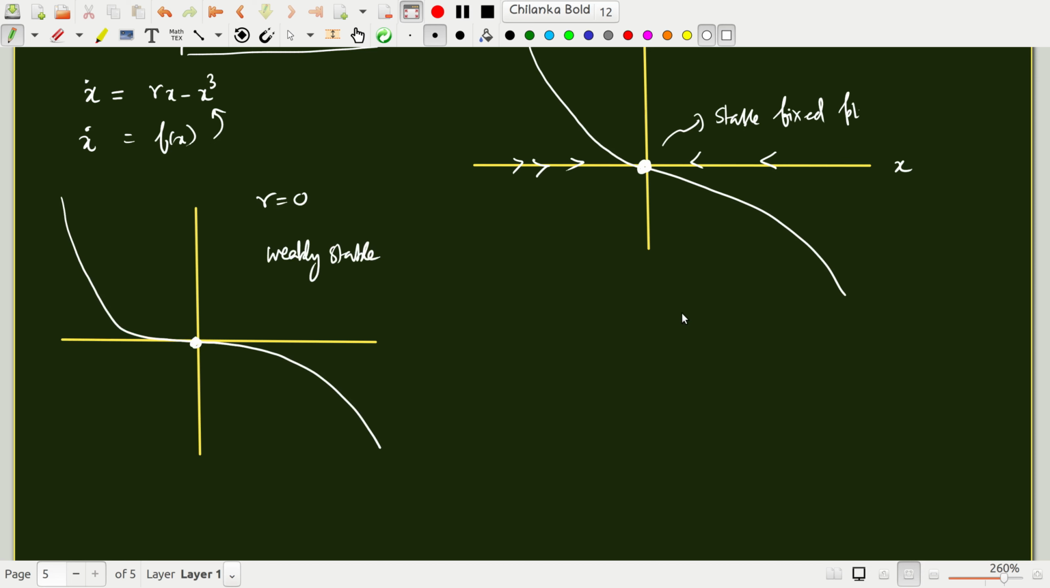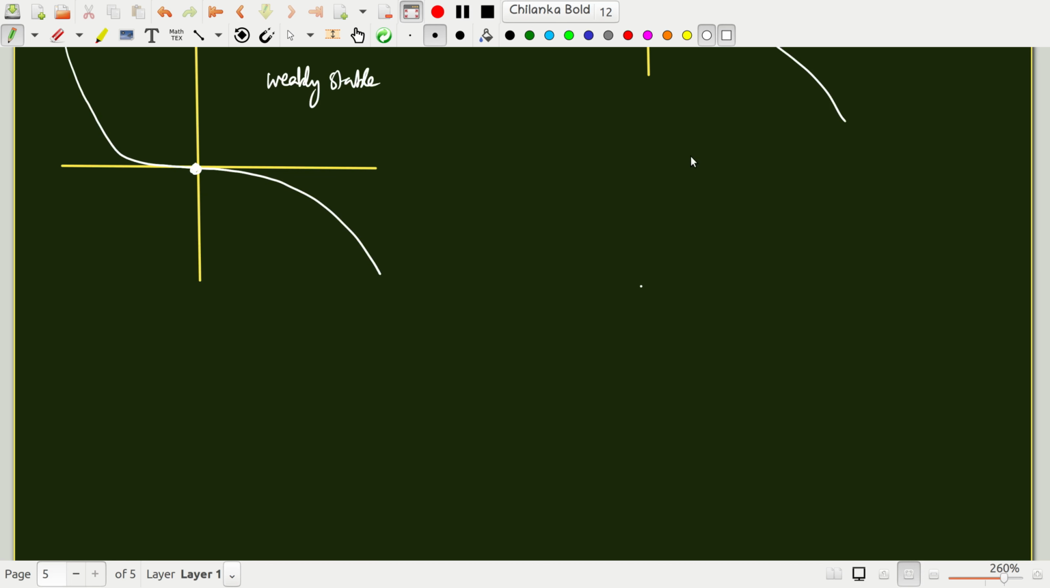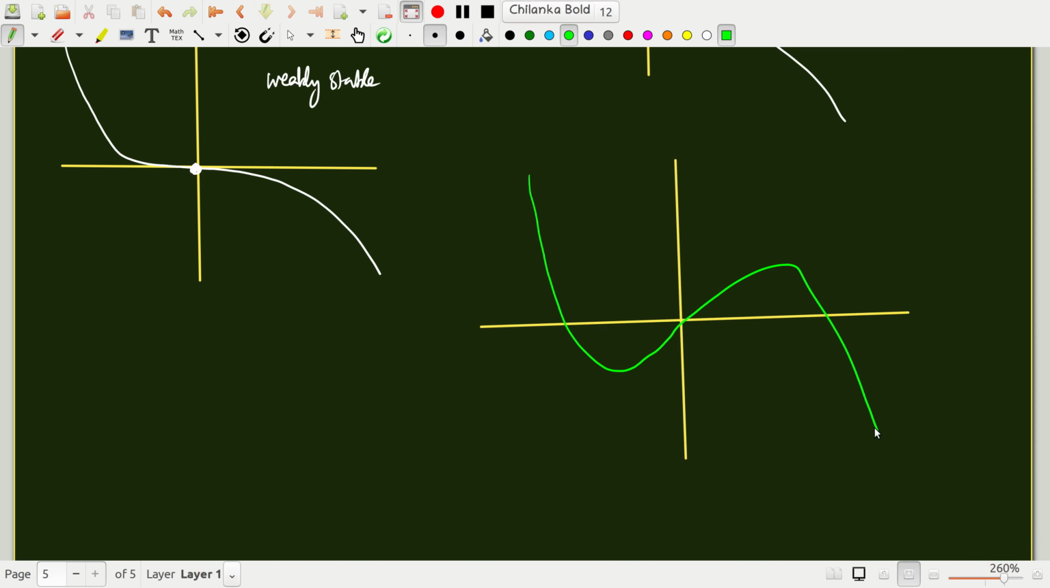Whereas for r greater than 0, what you will find is that the origin becomes unstable. It's something like this. This is f of x as a function of x. Now the origin is an unstable fixed point, whereas two new fixed points emerge. Okay, and the flow is like this. Two new stable fixed points emerge.